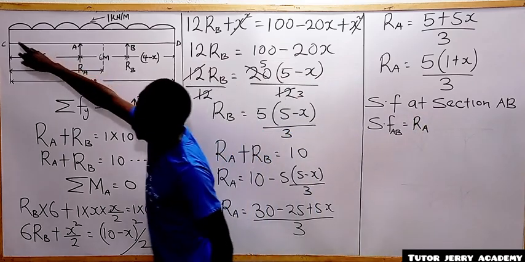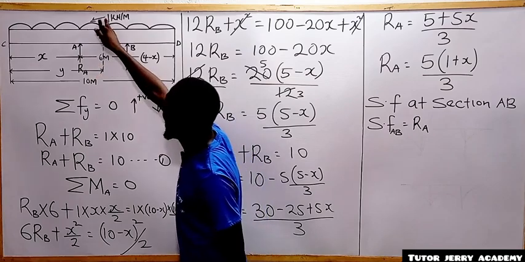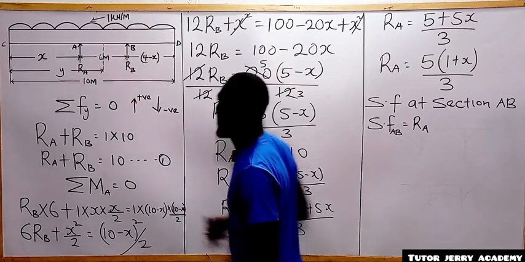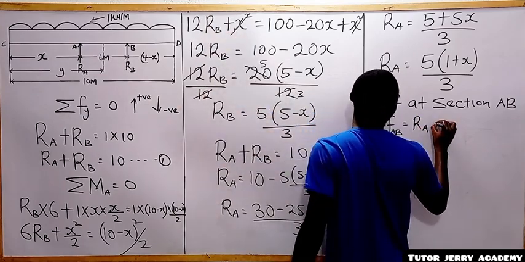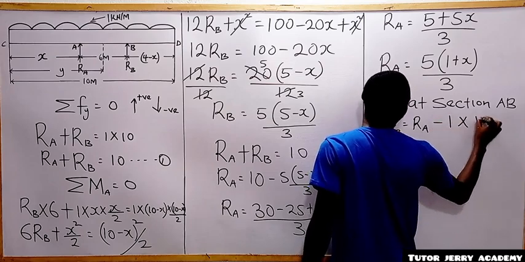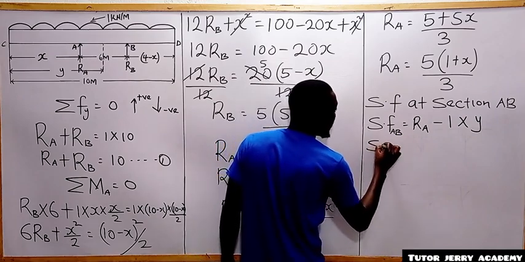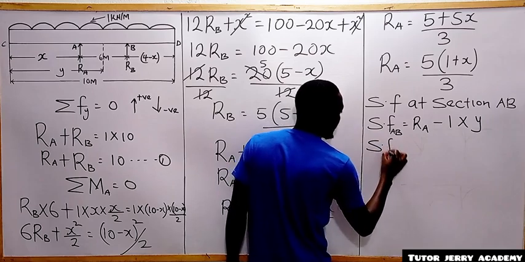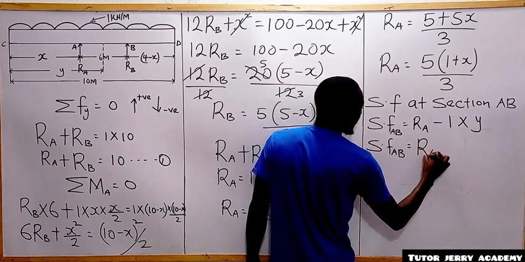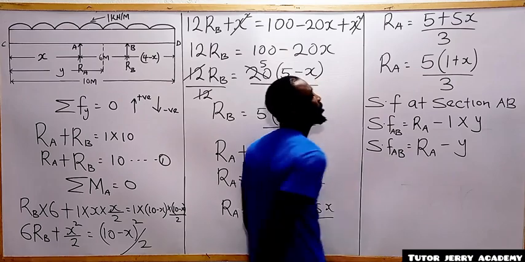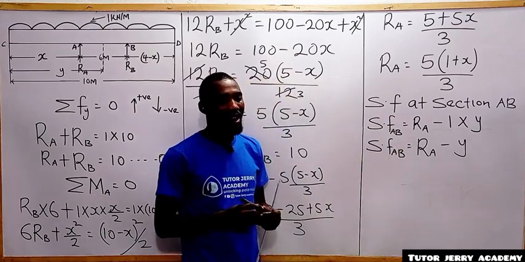Then we have a uniformly distributed load here. If we convert that to a point load, it's going to be 1 times Y. So you know it's going to be a downward force there. So it's going to be minus 1 times Y. All right. So now here we are going to say the shear force at section AB will be equals to arrow A minus Y, because 1 times Y is nothing but Y.